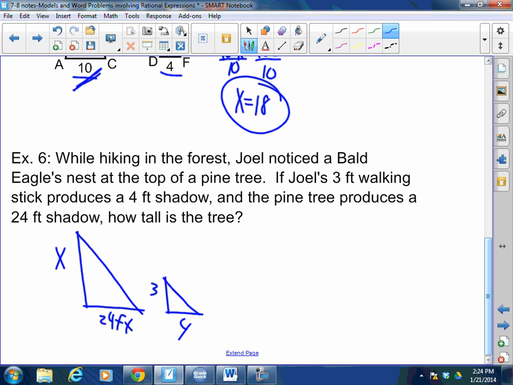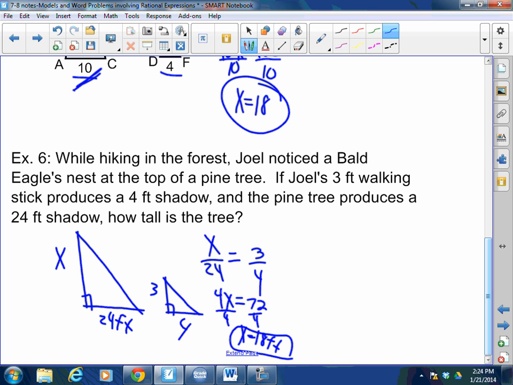Okay? I close those off. I make hypotenuses because these are 90 degrees, they're straight up and down. So now, X to 24 has to equal 3 to 4 because I went corresponding side to corresponding side. Cross multiply, 4X equals 72. Divide by 4, X equals 18 feet. So that is how high up the eagle is.